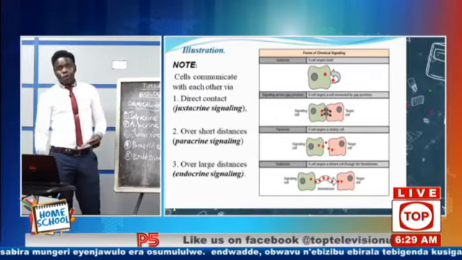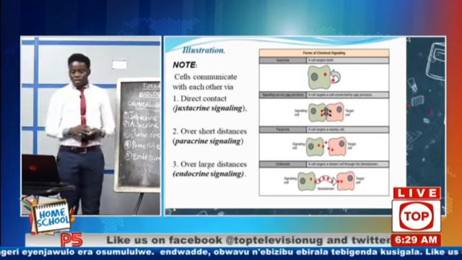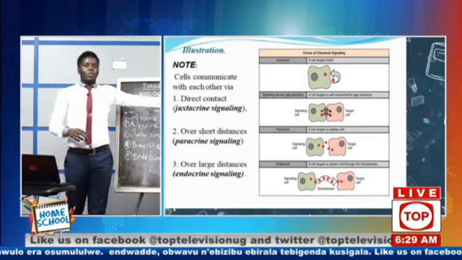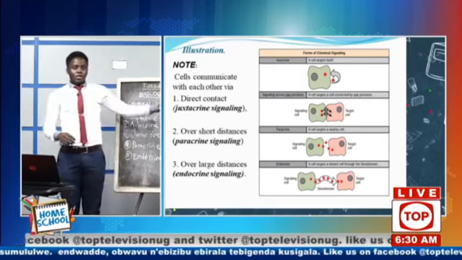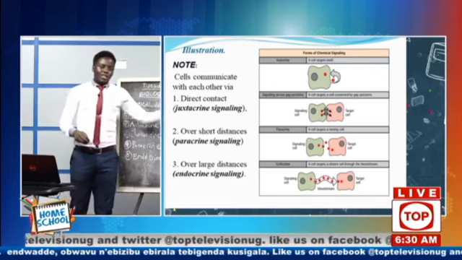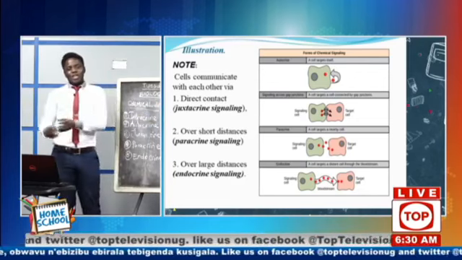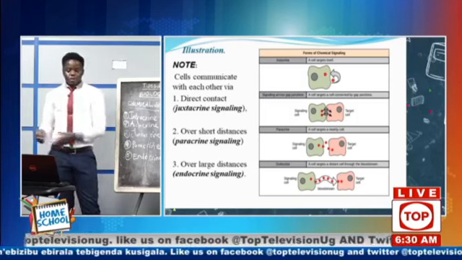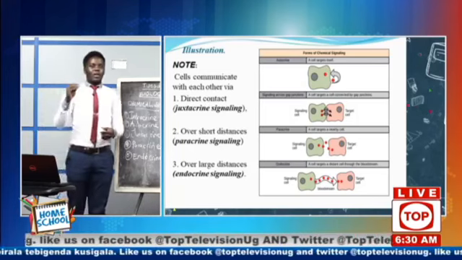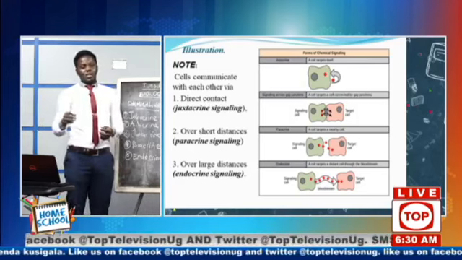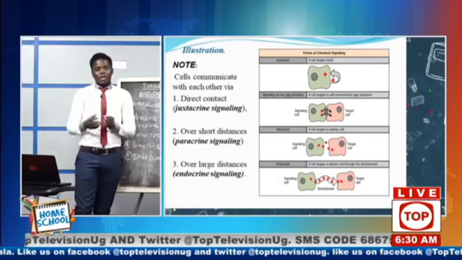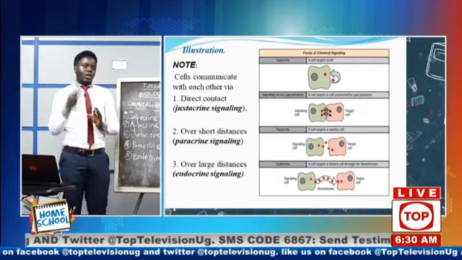And finally, we have endocrine signaling. The signaling cell produces signals, ligands that travel through blood to the target cell. So we can identify these three things. We can classify signaling.